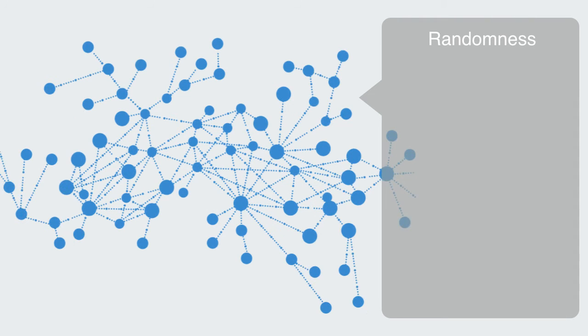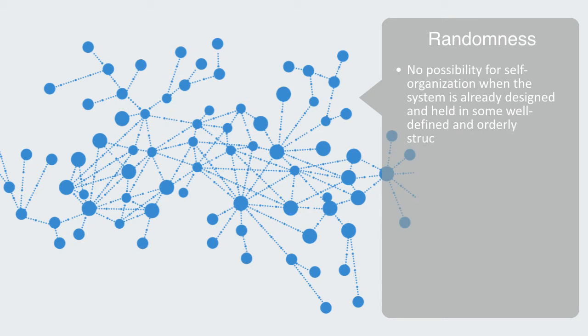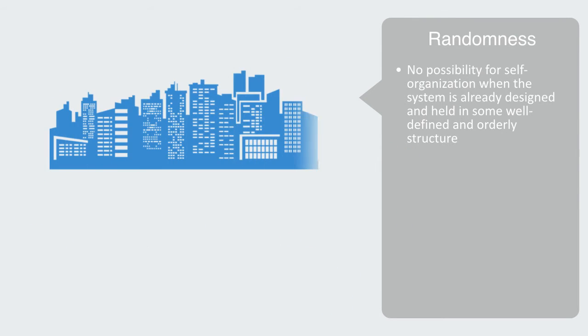The first important condition is some form of randomness in the initial state to the system, or at least lack of centralized coordination. There is no possibility for self-organization when the system is already designed and held in some well-defined and orderly structure. When a city is centrally planned and regulated in a top-down fashion, then there will be little space for citizens to self-organize.